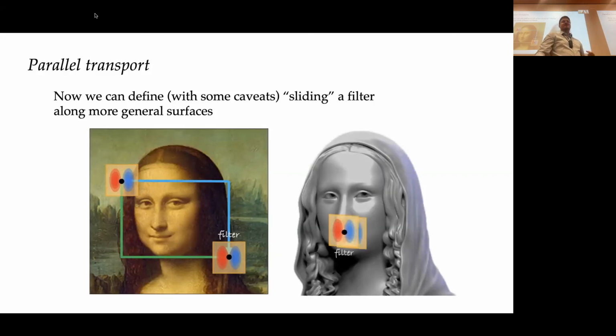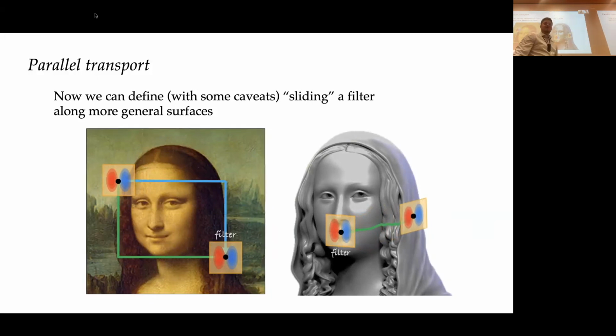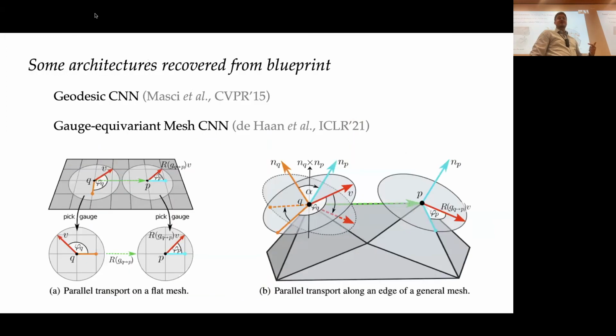But if I now want to convolve over a mesh of Mona Lisa, if I decide to move this filter from the mouth to the right ear, it depends what path I take there. If I decide to go down the top of the head, I'll get a differently oriented filter than if I go directly. So this is something we must be careful about when we build models like this. But even though it's a bit tricky, there have been very successful architectures that operate over the mesh structure. The geodesic CNNs and the gauge equivariant mesh CNNs are a really good example of this.